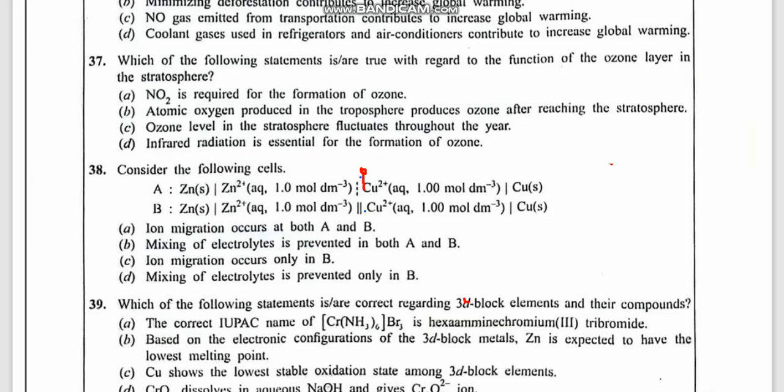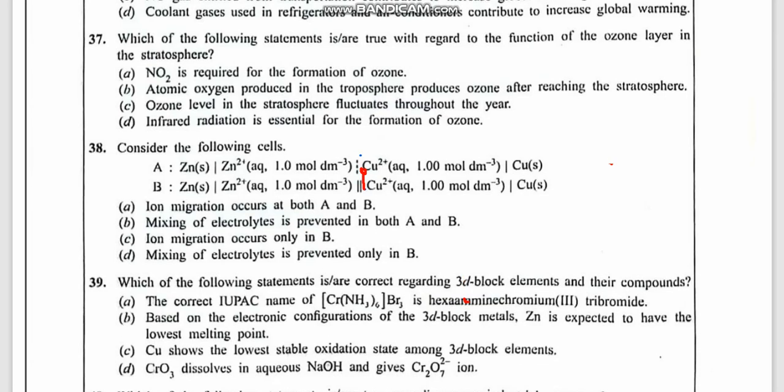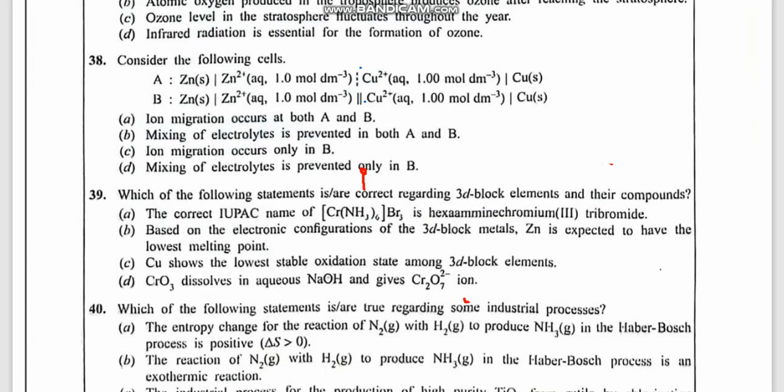Let's see the other options. Ozone level in the stratosphere fluctuates throughout the year. Yeah, that's correct. Infrared radiation is essential for the formation of ozone. No, I don't think that's correct. So only C is correct here. Therefore, the answer is number 5. Now that's all theory part. Easily you can score it if you are reading the industrial well.